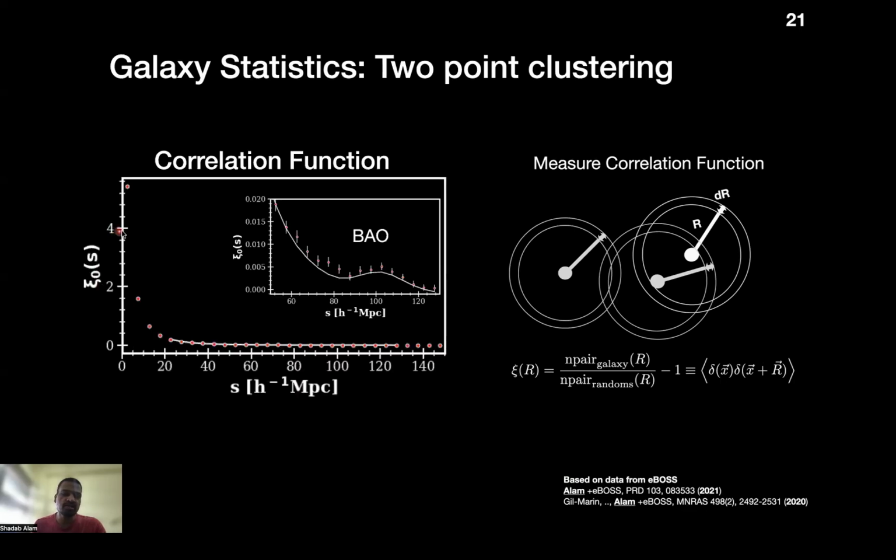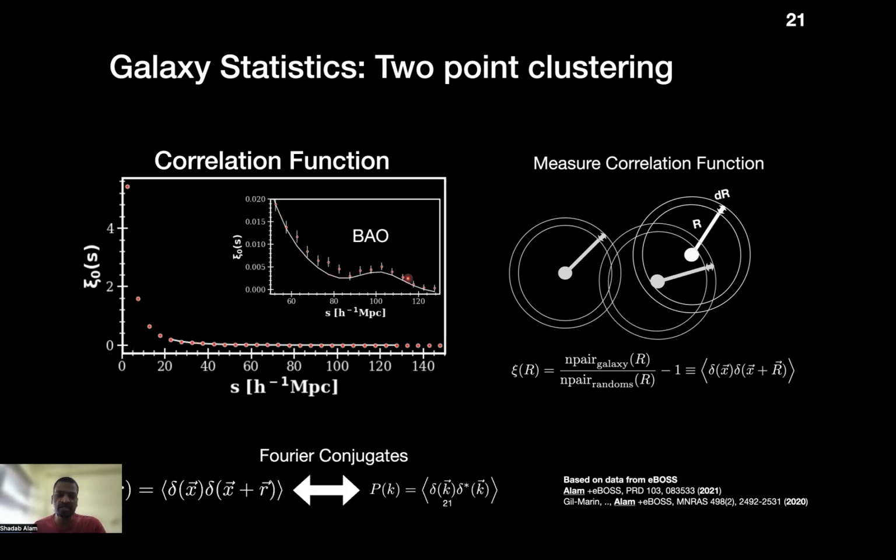This is what the two-point function looks like. You can see it's decreasing with distance, which is what you expect in a lambda CDM universe. There's an interesting feature here at about 100 megaparsec, which you cannot see directly, but if I zoom in, this is the feature we call baryon acoustic oscillation, BAO. It's a remnant of sound wave physics in the early universe. You can also do this exercise in the Fourier conjugate space, which is essentially what we call the power spectrum: doing the Fourier transform of the density field and then correlating the Fourier transform version of the density field.